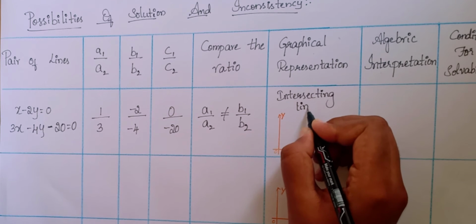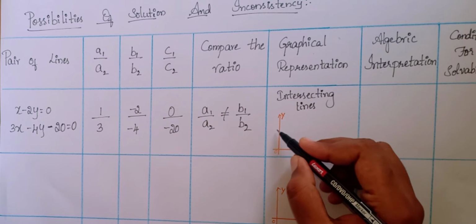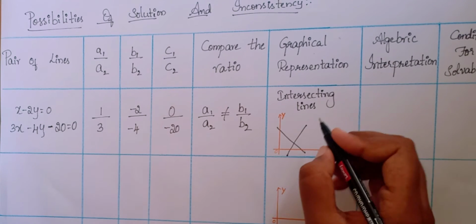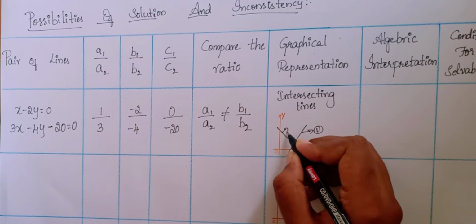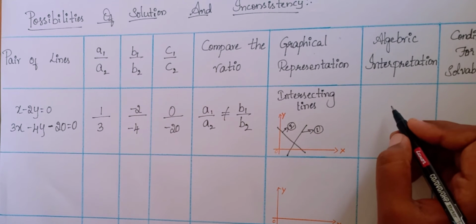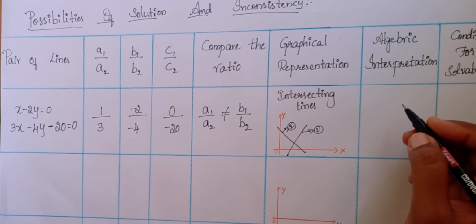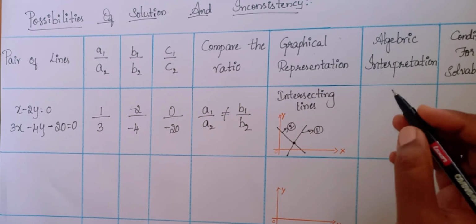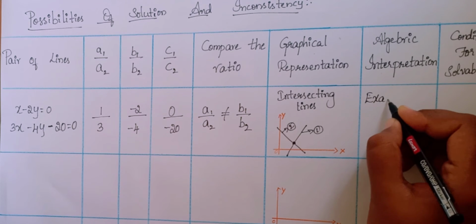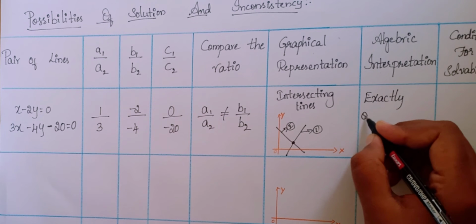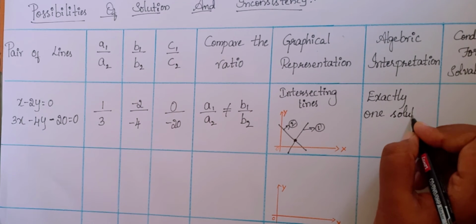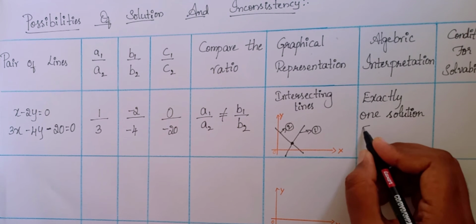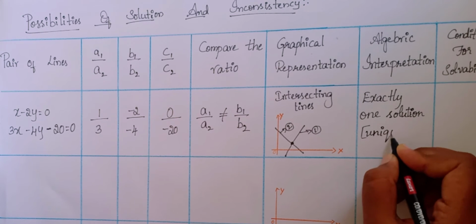For intersecting lines, you people know how to consider that graphically. You need two lines crossing each other. So here I'll consider this as equation 1 and this as equation 2. What is the algebraic interpretation? That means how many solutions we are getting. By intersecting each other we are getting only one solution, that is here. So therefore we can write exactly one solution. Otherwise you can also say unique solution for this.